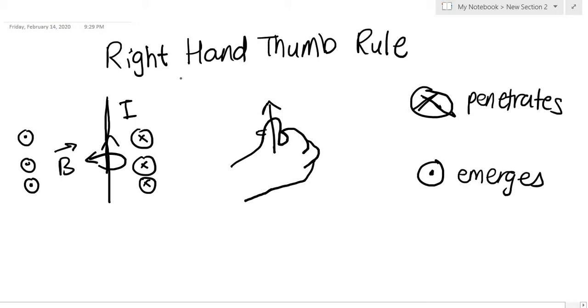So always use the right hand. Always place the thumb in the direction of the current in the conductor. Over here the current's on top. So my thumb's on top. But if say my current were going like this, then I would place my thumb below, and then the direction of the magnetic field would completely reverse. You can try that out with your right hand.